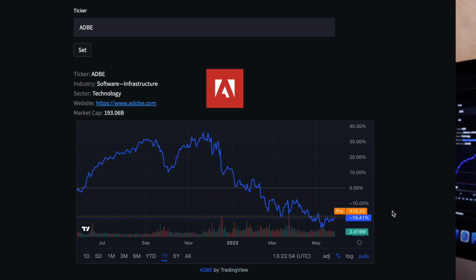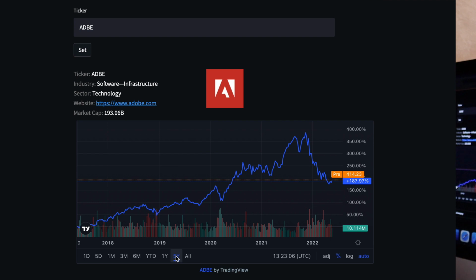We are building a tool that will help us to analyze stocks and get the fair value very quickly. The data is pulled automatically from multiple sources. We can see that Adobe has 193 billion market cap. It is down around 19% for the last year. It is up 187% for the last 5 years. The average compounded annual growth rate is around 20%.